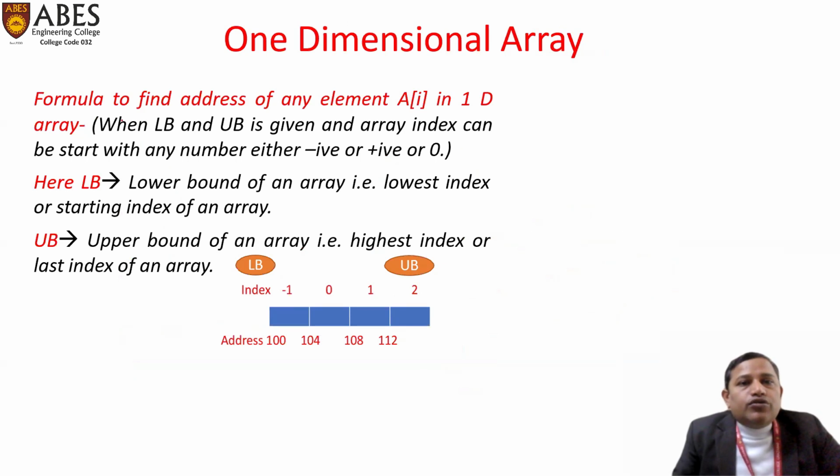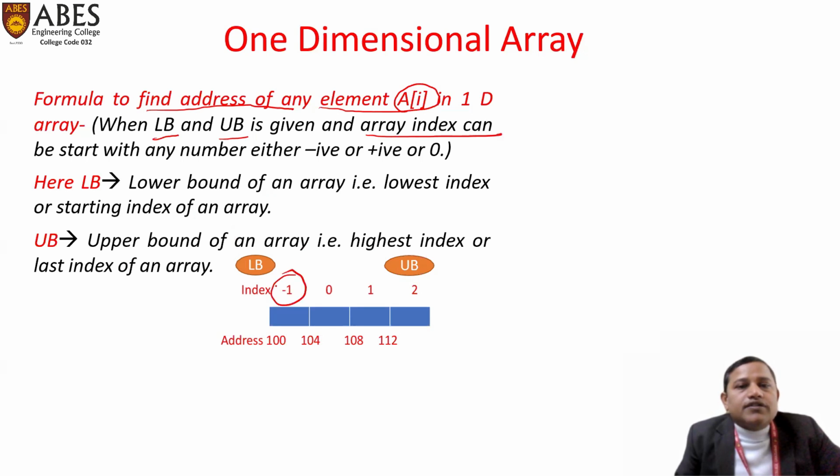Now how to find the formula for the address of any particular element located at index I in a one-dimensional array? First, you must know what the lower bound and the upper bound are in a given array index. The lower bound is the starting index of the array, and the upper bound is the last index of the array. You must know these two to find the address of any particular location of a one-dimensional array.